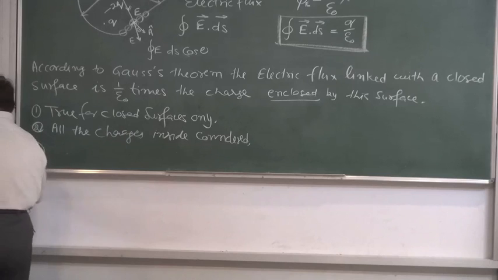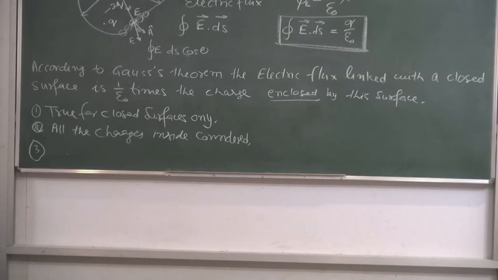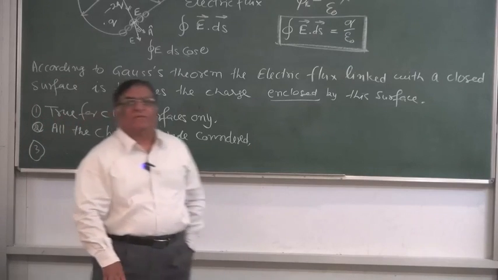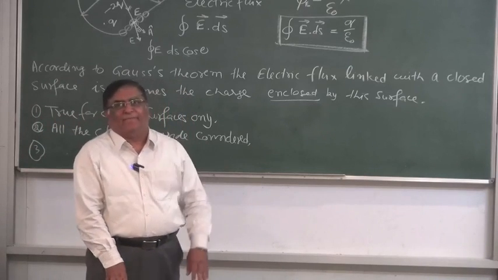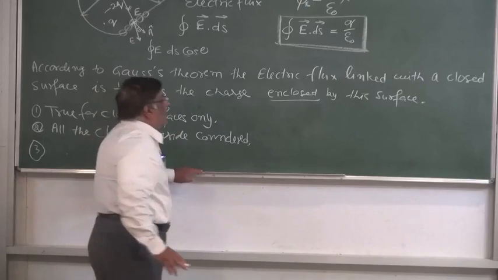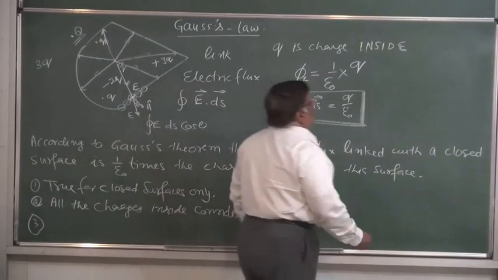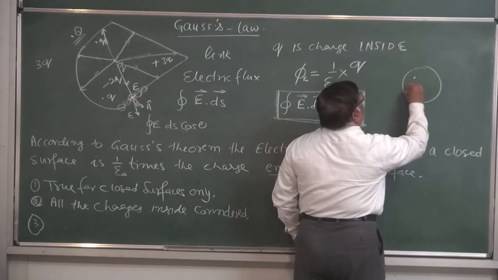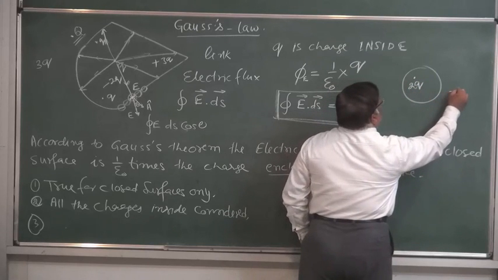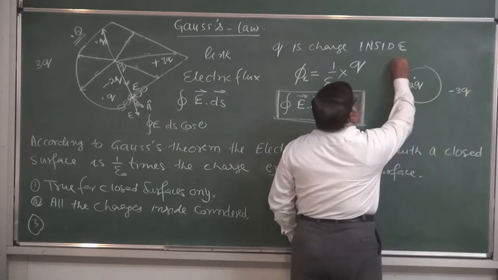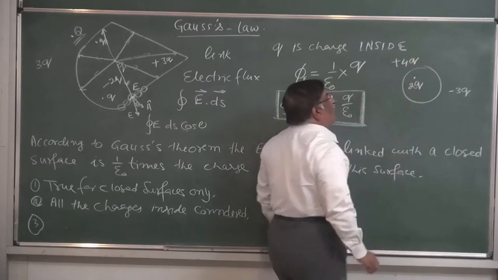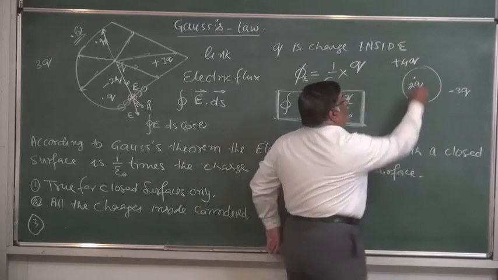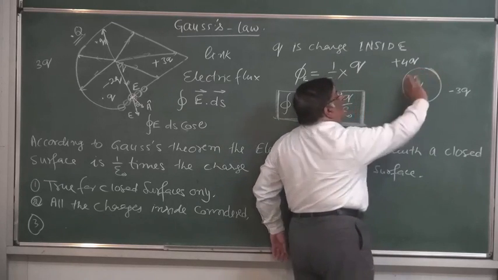Okay, then the third point is: if there are some charges outside and there are certain charges inside, will the charges which are outside affect or not affect? This is 2Q charge here, this is 3Q, this is 4Q. Now, the flux linked with this surface, this is a closed surface of any shape.